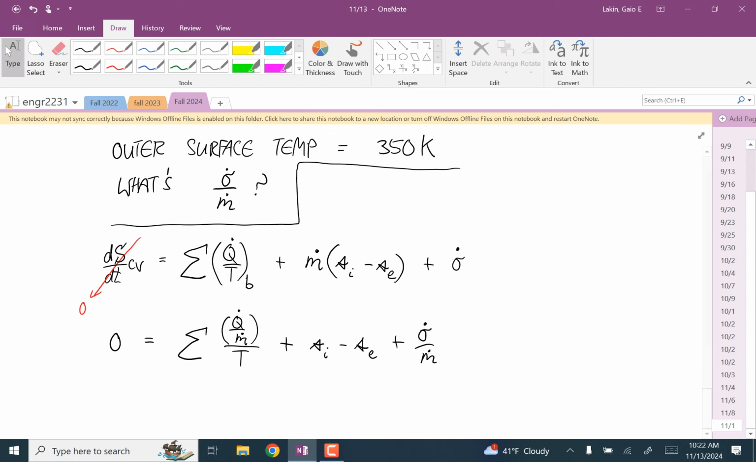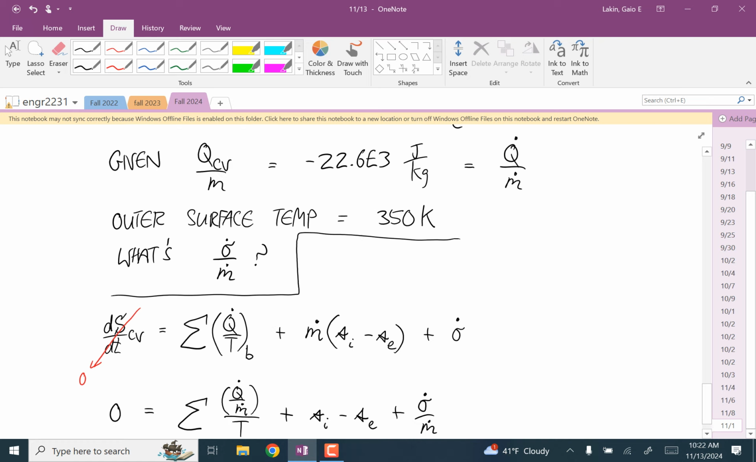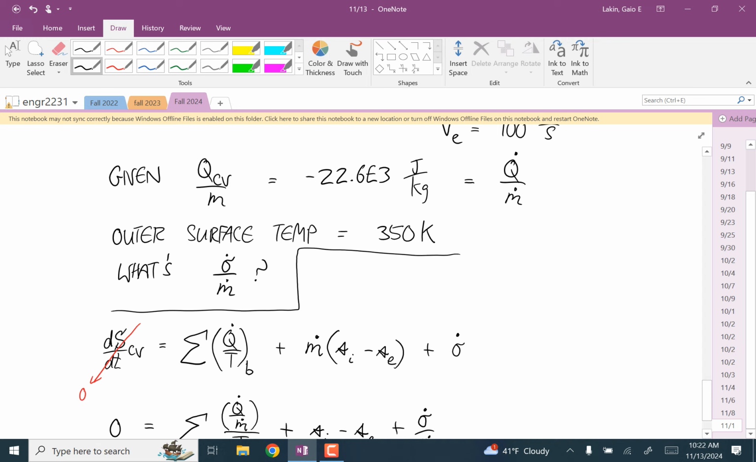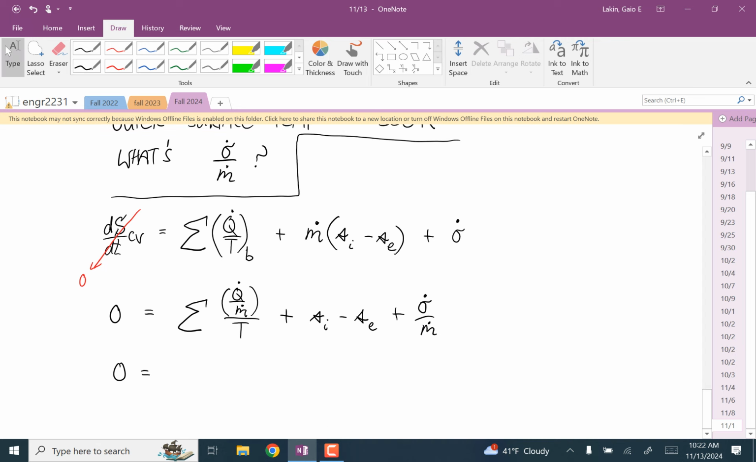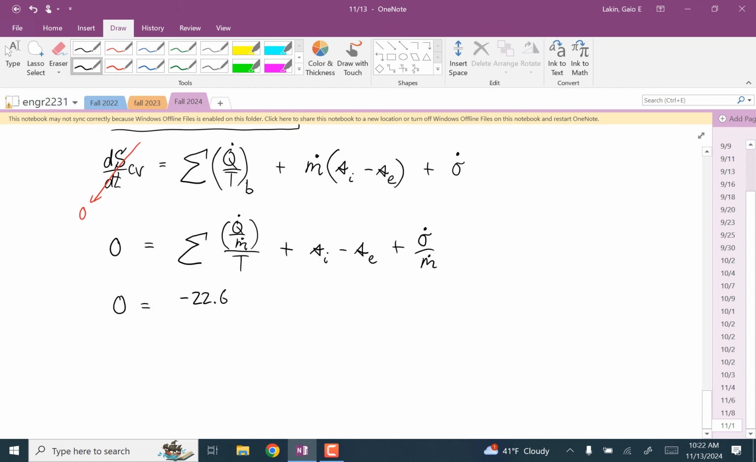So you're going to take this step. Okay, the heat transfer occurs at the outer surface. Our system is the device. And so our Q dot over m dot is negative 22.6 times 10 to the third divided by the temperature, and the temperature at the boundary is 350.